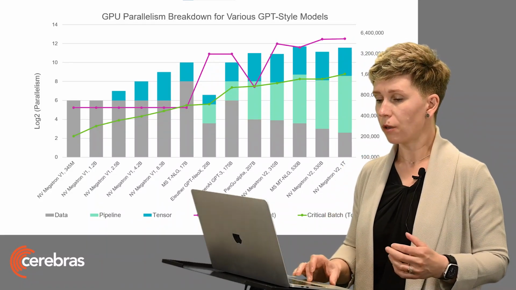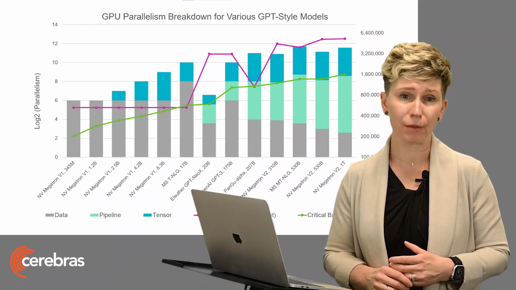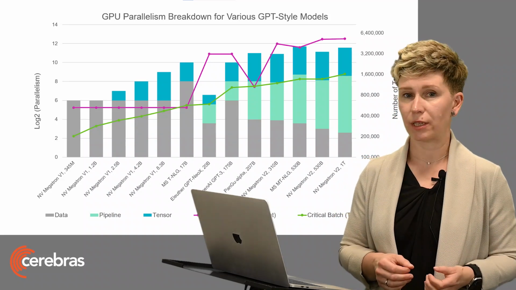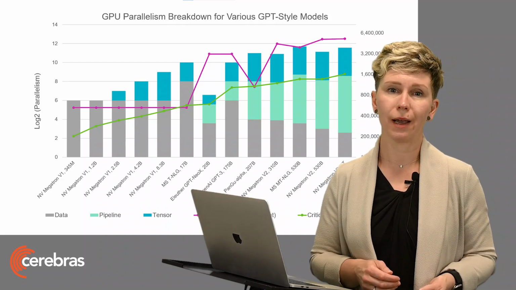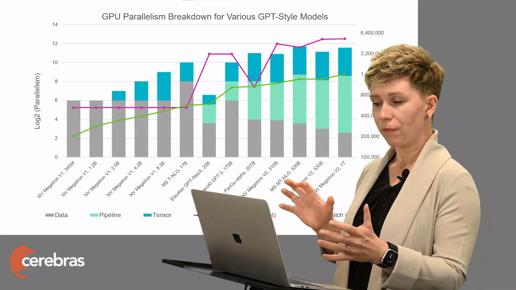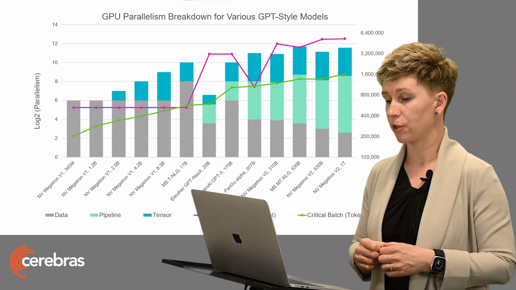But unfortunately, all of those parallelization schemes, especially data parallel and pipeline parallel, require you to run with a larger batch. So they push the batch size up in order to be able to utilize the infrastructure. So that's how you would run those large-scale models on clusters of GPUs.